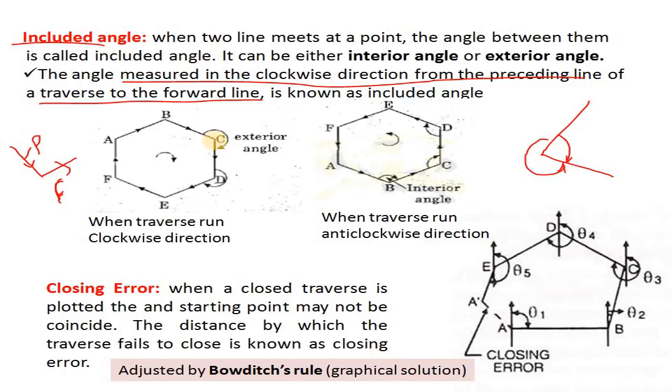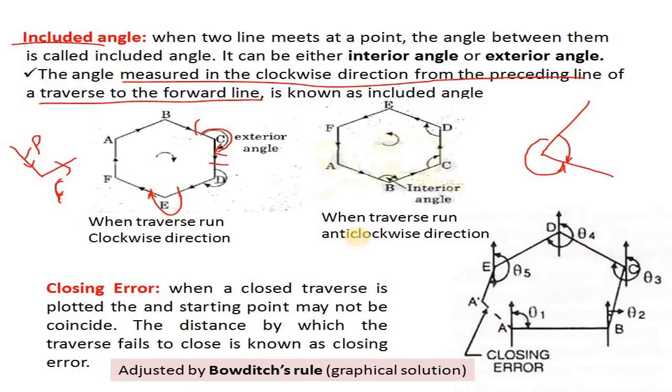See, which is the preceding line? This one. Which is the forward line? This one. So make the angle in the clockwise direction. So you will make this in the clockwise direction. This will be the included angle. If you see at E point, this is the preceding line, this is the forward line. Make the clockwise angle from preceding line to forward line. This will be the included angle.